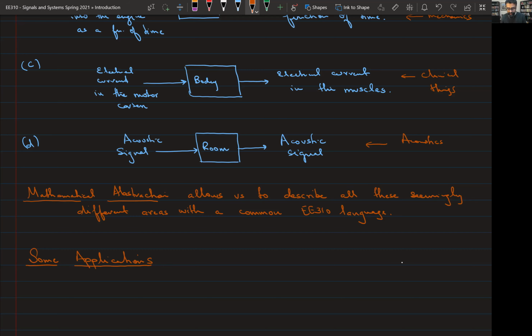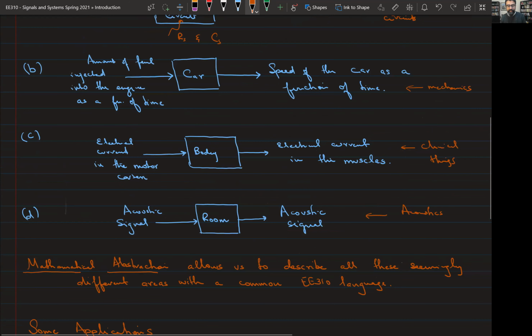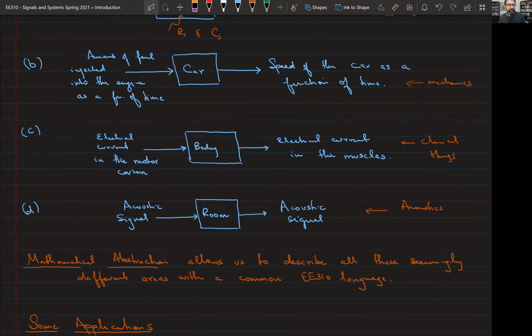So the first thing is, if you're familiar with this system and you've been able to describe this car mathematically as a function of time, where this is the amount of fuel that I inject into the engine and you knew how that is related to the speed of the car as a function of time, what kind of fancy thing would you be able to build with this knowledge? Any ideas? क्या कुछ कर सकते हैं हम? If you knew this description of a car system.